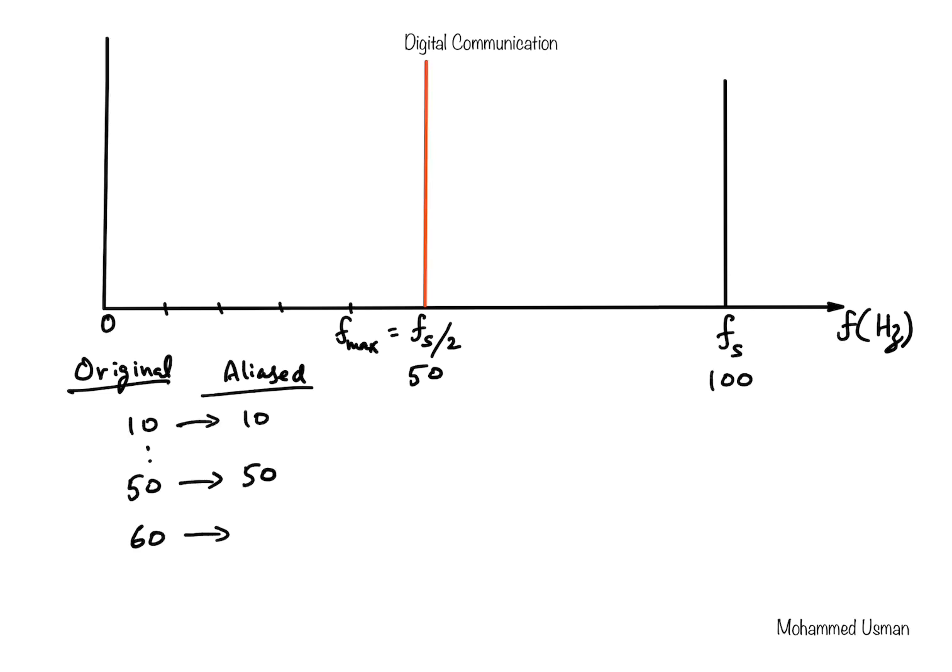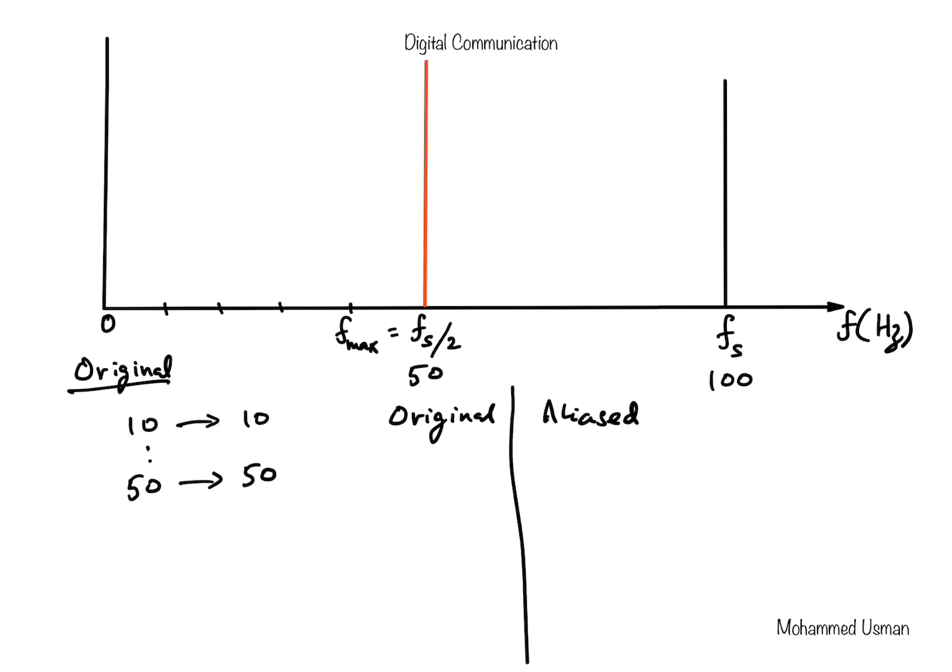So let me be more precise here. Up to 50 hertz, there's not going to be any aliasing, but beyond 50 hertz, there's going to be aliasing. So I'm going to rewrite it here: original and aliased. Up to 50 there is no problem. If we go above 50, say even 51 or 52, it is going to cause problems. But let's say we choose a value of 60. What happens to the 60 hertz? The 60 hertz is going to come back as 40 hertz. It would get mapped to a lower frequency of 40 hertz.